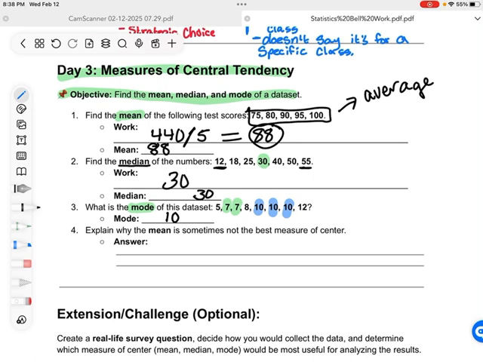And then the last one, it says explain why mean is sometimes not the best measure of center. This one, it's really up to your discretion on why it might not be the best measure of center. I want you to go ahead and do this one on your own because I want to see your idea. Why would the average not be the best way of finding the measure of the center? So I want you to use some deductive reasoning to figure that out.